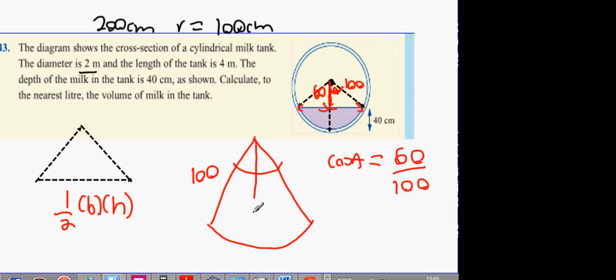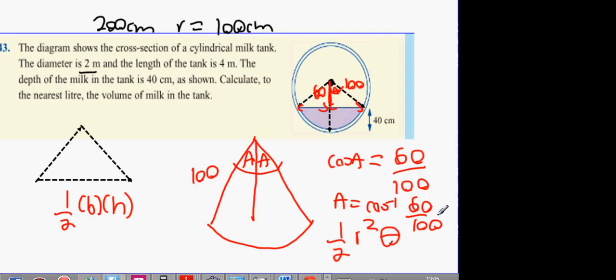We found out that one, but we want to double it, change it to radians, and then once you change it to radians, you're going to use a half r squared theta. Is that the log? A half r squared theta? Yes. Now guys, remember to find A, you're using cos inverse 60 over 100. Okay, I'm going to come back to that.